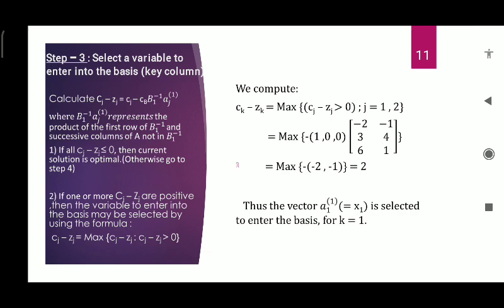Everything is positive, so you cannot conclude this is an optimal solution, because our aim is to get Cj minus Zj less than or equal to 0. Here the Cj minus Zj values are positive, therefore we must move to the next iteration. So let us select the vector a1, namely x1, as the variable selected to enter into the basis for the next iteration, for k equal to 1.